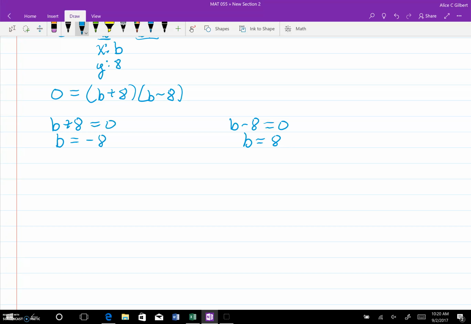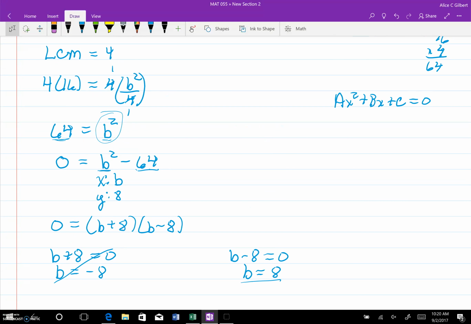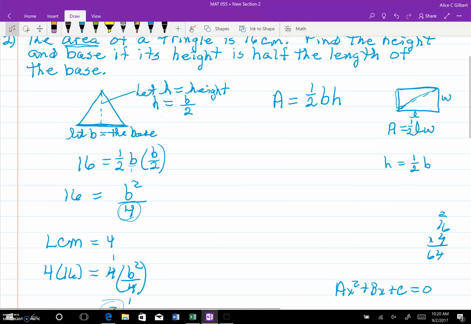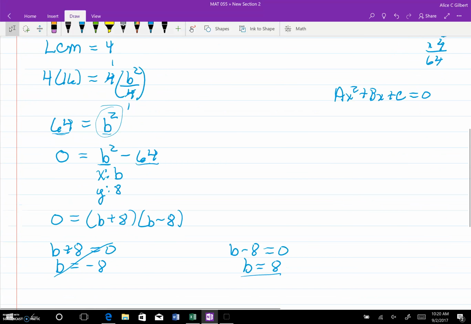Okay, again, measurements can never be negative, and we're looking for a measurement. How long is the base? How long is the height? So can't use this guy, but I can use this guy. So it says my base is 8. The actual question asks, find the height and the base. So I know the base. Now I need to use this formula to find the height.